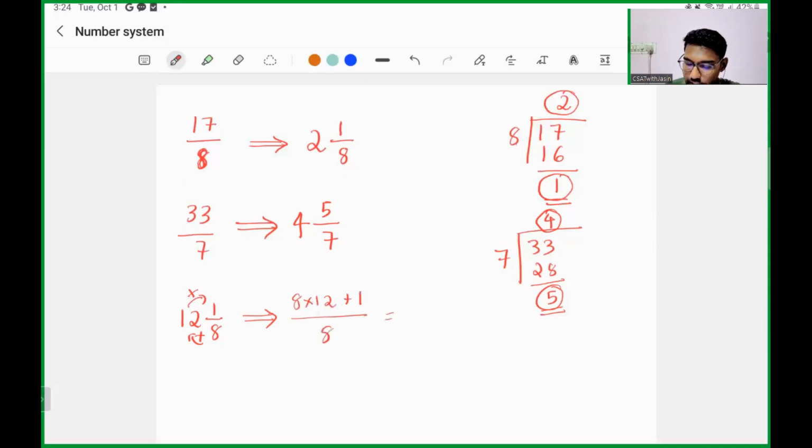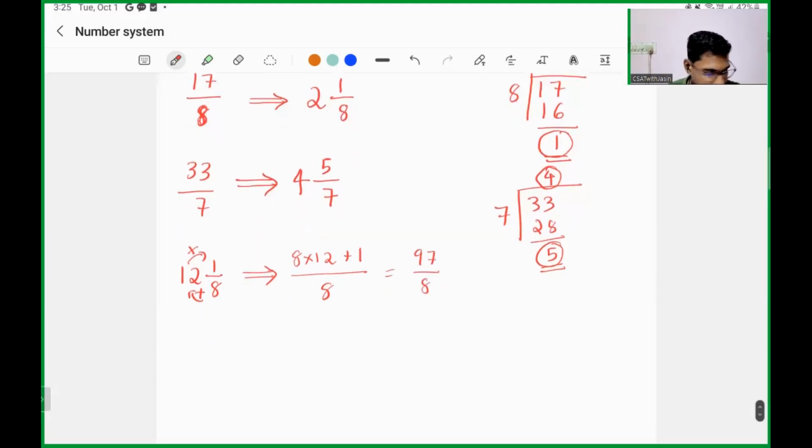So 8 into 12. How do you speed calculate 8 into 12? You just calculate 8 into 10, it is 80. Then 8 into 2 is 16. So just add 80 and 16, so 96. So 8 into 12 will be 96. In this way, if you can do it in your mind, it will be easy for you. So 8 into 12 is 96. 96 plus 1, 97, divided by 8.